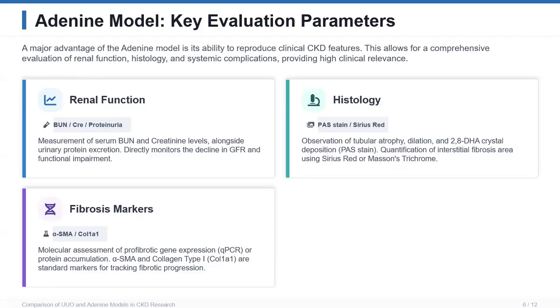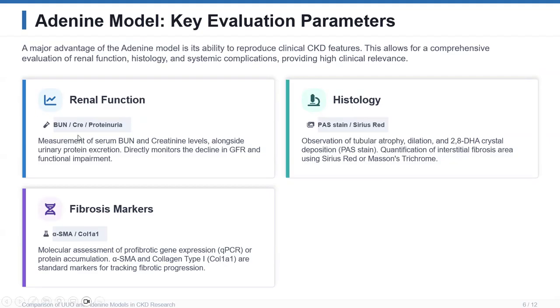These are the key evaluation parameters in the adenine model. A major advantage of the adenine model is its ability to reproduce the clinical CKD features. This allows for the comprehensive evaluation of renal function, histology, and systemic complications, providing high clinical relevance.